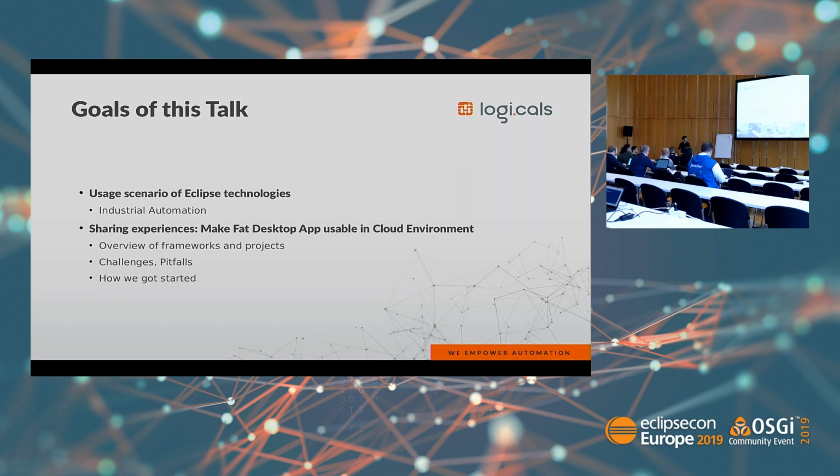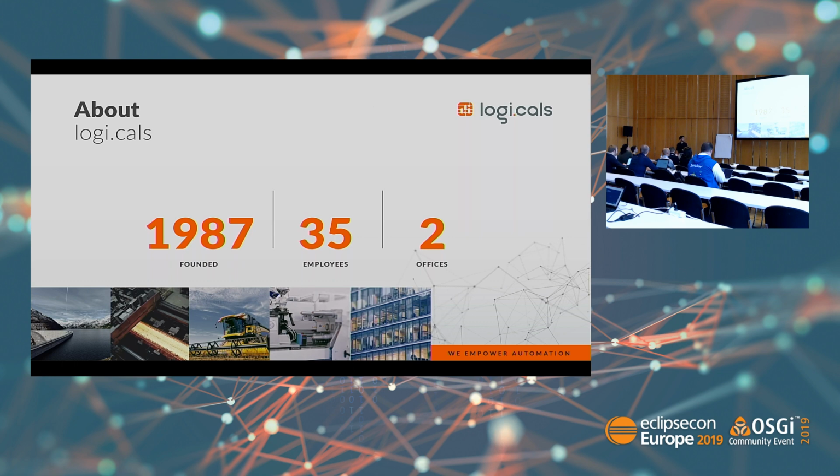So first of all, the company I'm working for, Logicals, has been founded 30 years ago. From the very beginning on, we created graphical editors to create automation programs. And Logical 3, which is the fat desktop application we will be talking about soon, is the third generation of engineering tool for creating industrial automation applications. There are two offices of Logicals. One is in Austria, close to Vienna, and one is in Germany. And in total, we have around 35 employees.